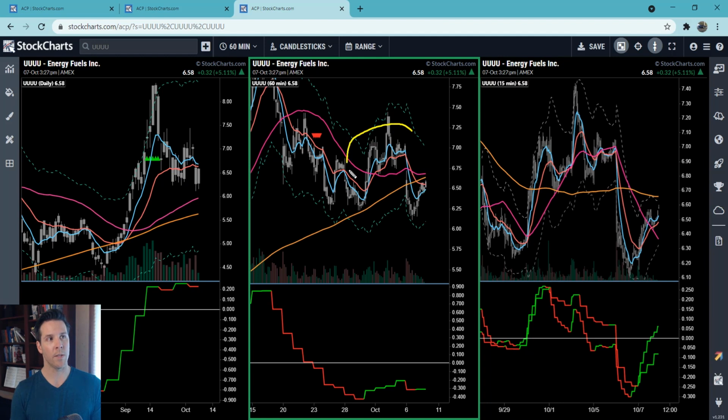And here you can see that price got over the hourly 50. If you were trading without the Moxie indicator, you might be looking at this and saying, great, it bounced, it's over the 50.